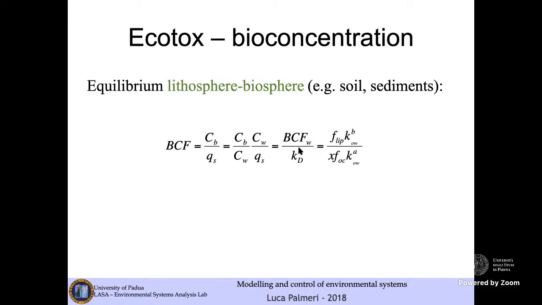that is somehow descriptive of the lithosphere characteristic. By inserting the definition of BCF we found in the preceding slide, we may write that the bioconcentration factor for the lithosphere-biosphere equilibrium is equal to the lipid fraction in the biosphere times KOW, so a characteristic of the adsorbent times a characteristic of the adsorbate, divided by a factor that describes the characteristics of the soil, so the linkage between the lithosphere and the biosphere. Characteristics of the soil are accounted for by the factor FOC, that is the fraction of organic carbon you may find on the solid part.